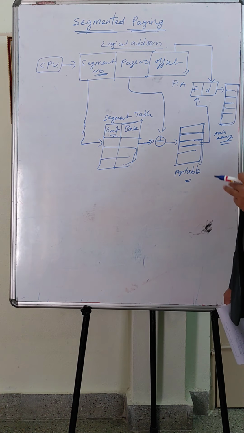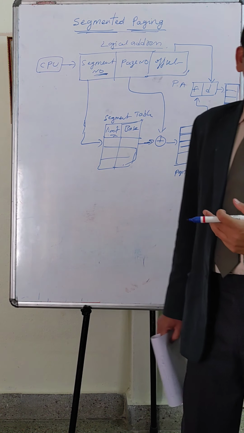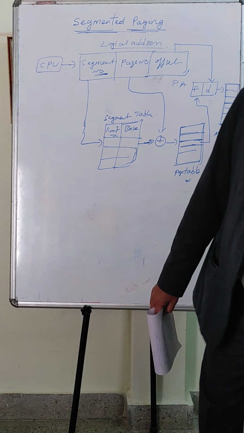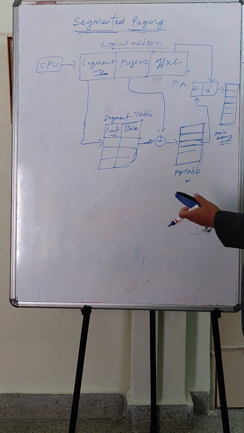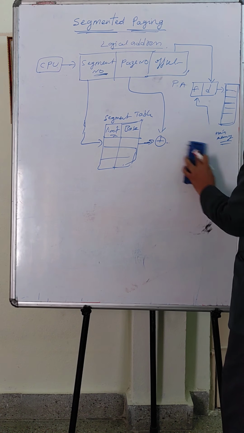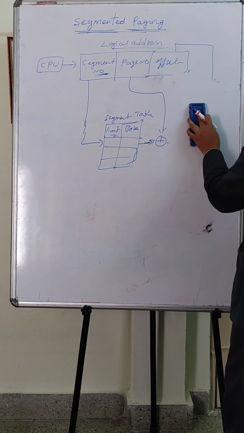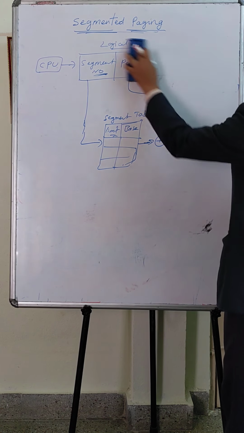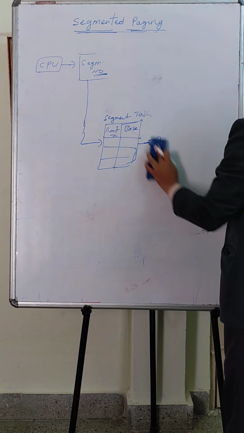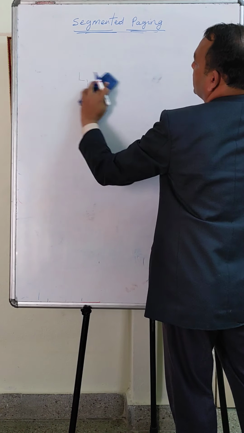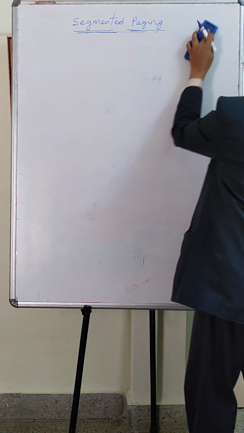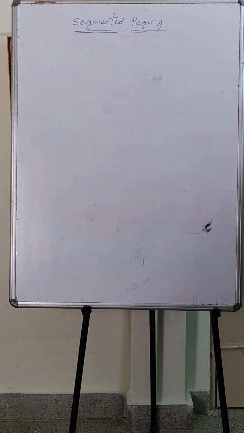Understood? Now, based on this, let us do one problem. Then you will understand exactly what this diagram means. Please kindly note down the problem. The problem statement is like this.